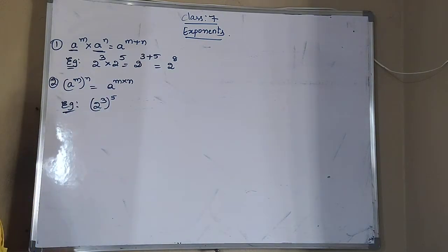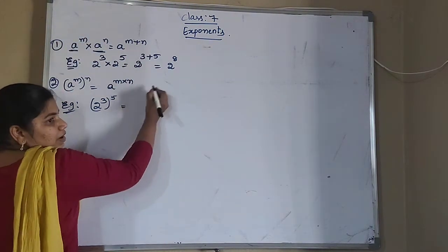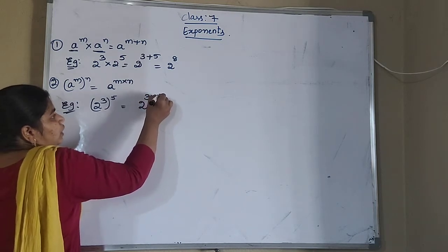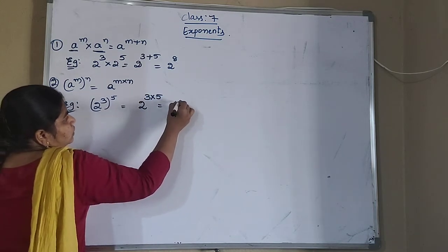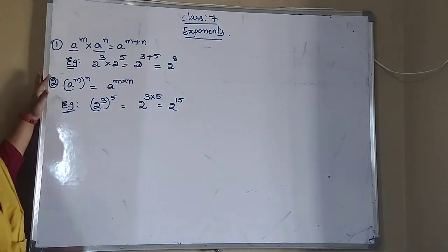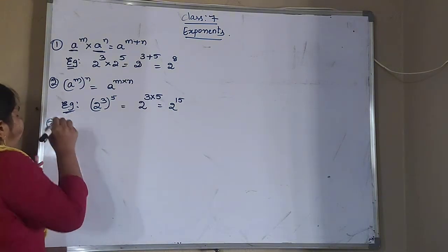So how will you write this? Here I wrote the base value as it is and multiplied the powers. That means the base value should be the same and the powers should be multiplied, that is 3 into 5, which equals 15. 5 threes are 15. So 2 power 15 is our answer.